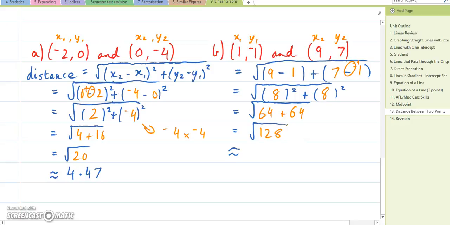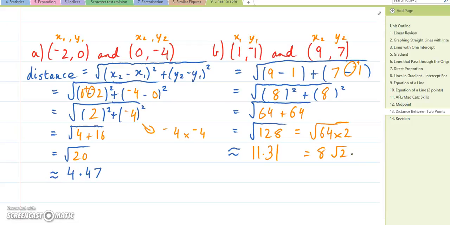Which I'm sure we can simplify down. So we can write it as 11.31, but if we wanted it as a simplified surd, we could say that 64 goes into 128 twice. So we could write that. And the square root of 64 is 8, square root 2. So yeah, we know that works from what we had above in a kind of weird way. But yeah, the square root of 64 is 8, so we can write it as 8 square root 2, these being the same thing. So I know that's a bit of a weird lesson.